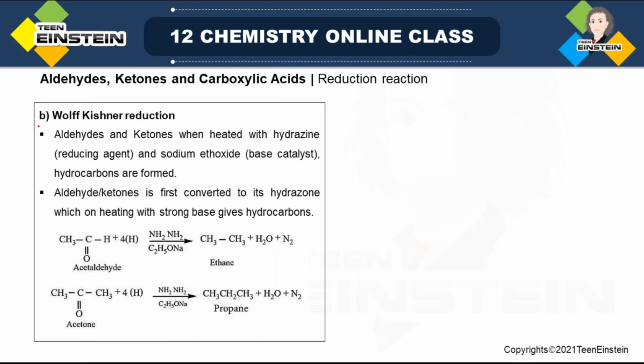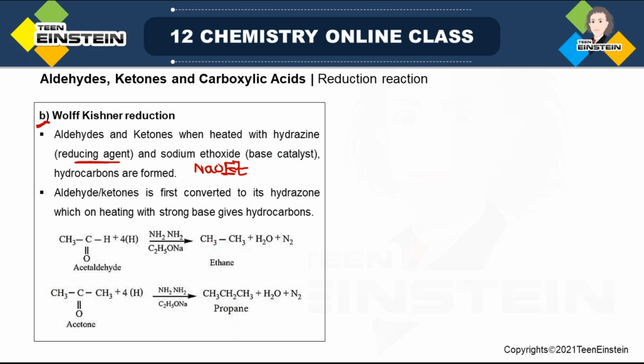Next type is B, Wolff-Kishner reduction. Now this is a name reaction. Aldehyde and ketones are heated with hydrazine. Here the reducing agent is hydrazine and sodium ethoxide, that is NaOEt, ONa with CH2CH3, sodium ethoxide. Now this is the basic catalyst and we get hydrocarbon. Remember here the condition is basic. In the previous reaction we have seen the condition is acidic.